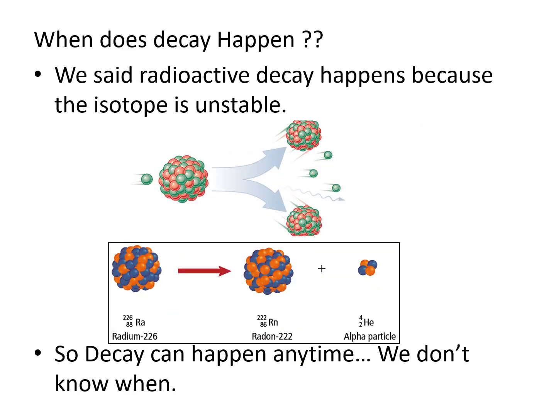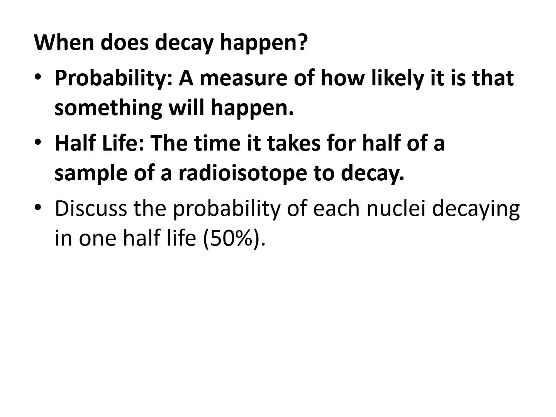So radioactive decay happens because an isotope is unstable. So decay happens anytime. It's somewhat unpredictable. We don't know when a particle is going to decay. However, we can use some math to try to figure out what percentage of particles are going to decay over a certain amount of time. We call that probability. So probability is a measure of how likely an event is to happen.